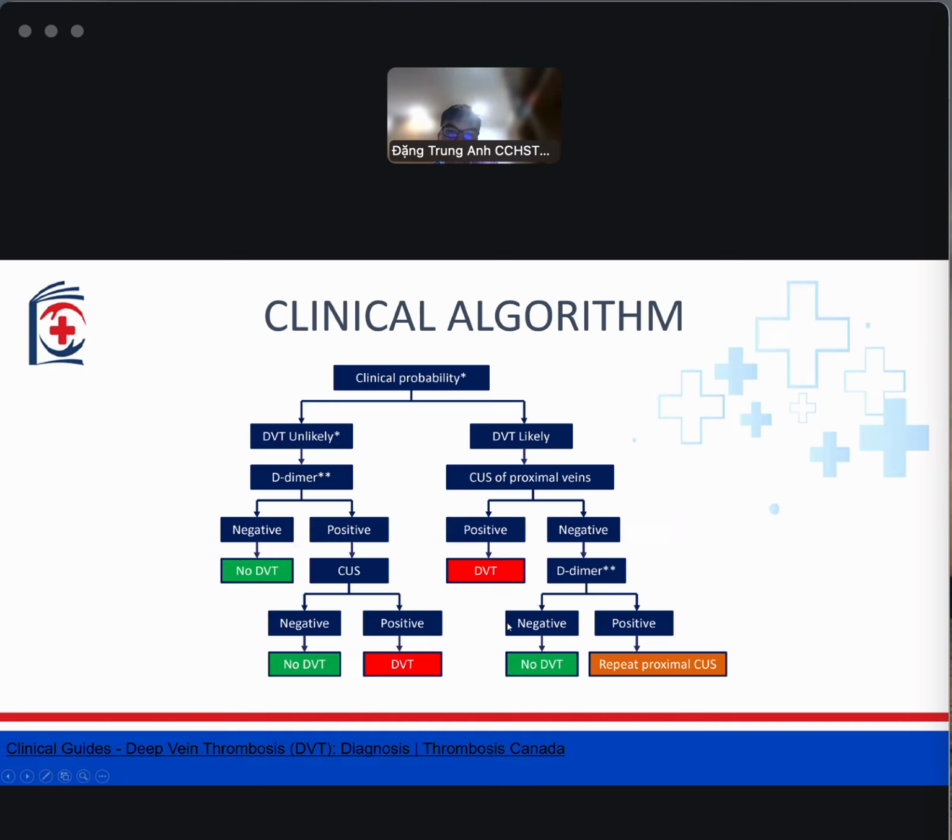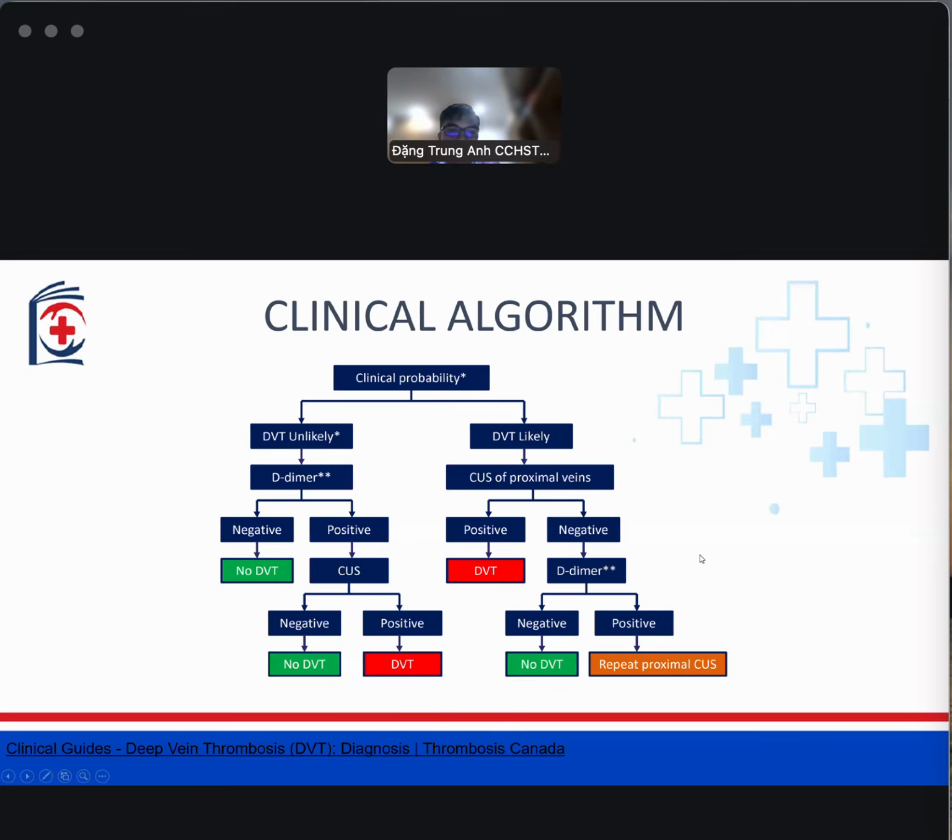If the D-dimer is negative, there is no DVT, so we can assess the risk for DVT and have DVT prevention. But if the D-dimer is positive, we have to repeat the ultrasound, normally after 1 week, and also assess the risk for DVT, and we have to do the prognosis for the DVT. So the next speaker will talk about this.